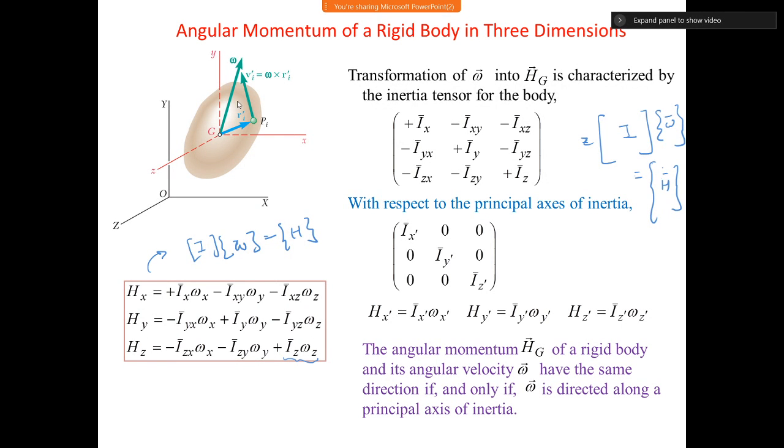So for a general body rotating with an angular velocity omega, its angular momentum can be in a different direction in general. From this equation you can see that the direction of the omega vector need not be the direction of the H vector. They can be different, but they are only going to be in the same direction if and only if the cross terms are 0, and then omega and H will be in the same direction.